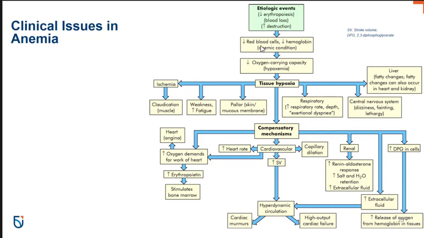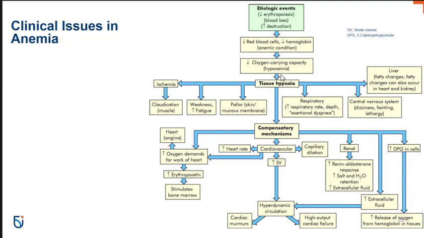This is a flowchart that looks at some of the clinical issues with anemia, and we've talked about some of them already. But remember, in terms of causative events of anemia, there are a variety of different ones that we've already talked about. And so what we end up with is this overall reduction in oxygen carrying capacity, leading to hypoxemia, which is low oxygen in the blood. And that leads to tissue hypoxia. So the tissues and the cells that make up the tissues themselves are going to be deprived of the oxygen that they need for proper function.